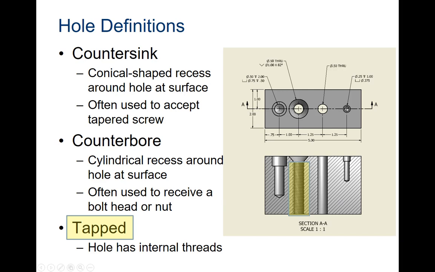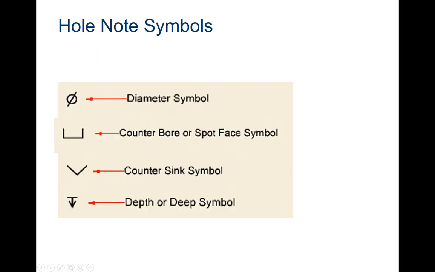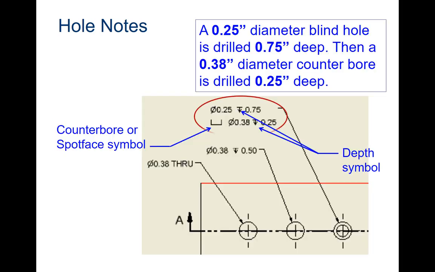Now let's look at some of the annotations that you're going to see on drawing files. So you guys are familiar with the diameter symbol, and that's just the circle with the slash through it. Your counter bore looks like this, kind of a very wide, well, I guess a square without a top on it. Countersink has the V, and then this little symbol here is indicating how deep something is. So all of these are going to be used in our annotations. And we'll just look at some annotations here.